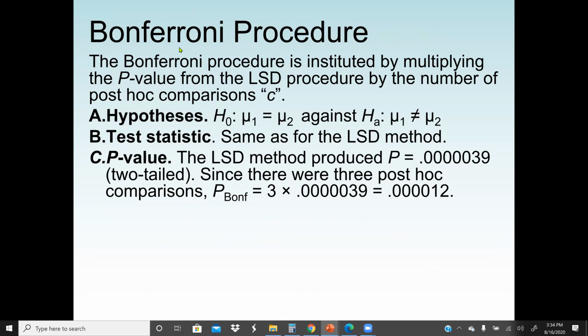We also have the Bonferroni procedure. Here we say the Bonferroni procedure is instituted by multiplying the p-value from the LSD procedure by the number of post hoc comparisons. So we have the hypothesis H0: mu1 equal to mu2 against mu1 not equal to mu2. For the test statistic, we follow the same t-test as the LSD method. Then the p-value: the LSD method produces p, which is the two-tail, multiplied by 3 since there were 3 post hoc comparisons.